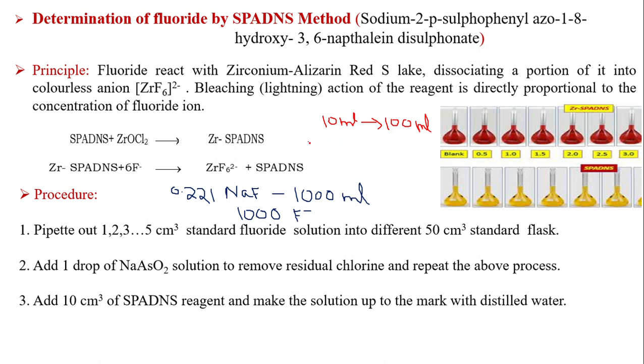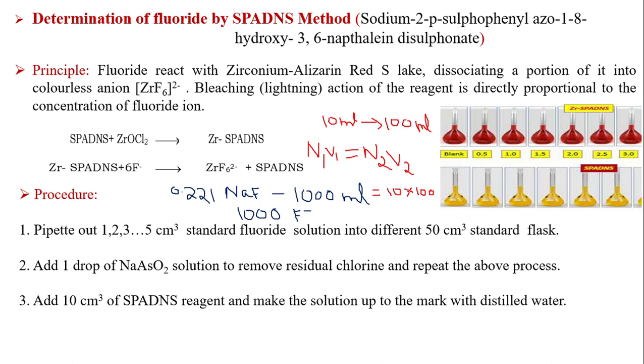So we can use the N1V1 formula here. N1 into V1 is equal to N2 into V2. What does this N1V1 concept mean? I wanted to prepare a 10 ppm solution, say. So I'll put the strength as 10 ppm and the required volume for me is 100 ml.